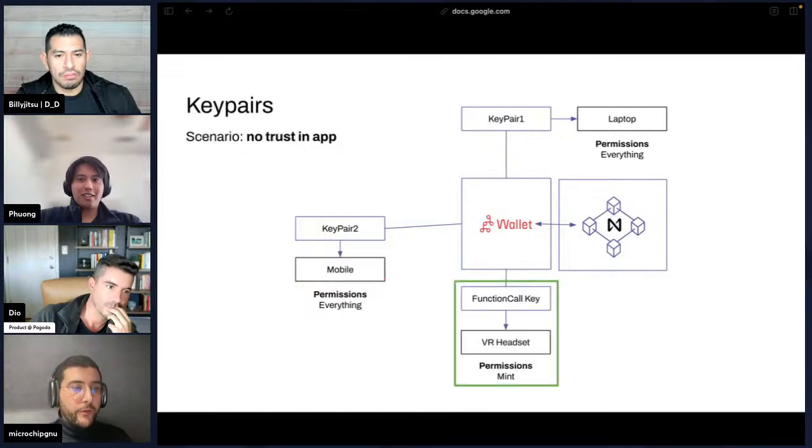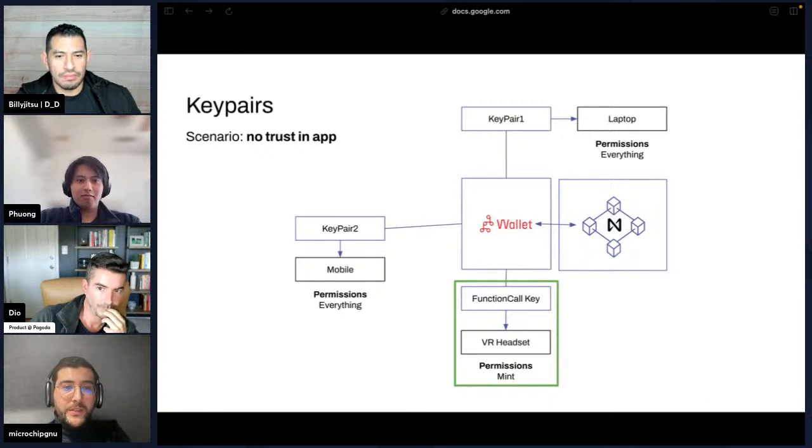The other scenario is if I don't trust an app or a device. For example, I don't really trust my VR headset, so I could create a very specific key there that only allows minting an NFT, or doing something specific on a contract. That's the only thing the VR headset can do: a minting transaction.